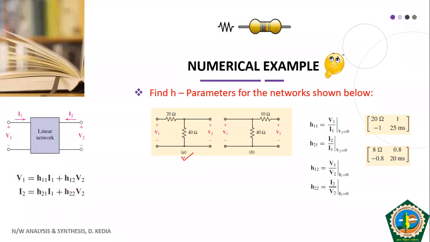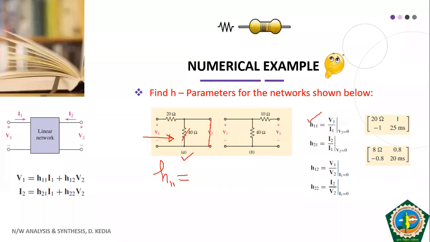So first let us consider the network labeled A, and first let us find out H11. H11 we have already defined. It is your input impedance. Input impedance means the equivalent resistance looked into from the input side. V2 is 0. That means this is short.